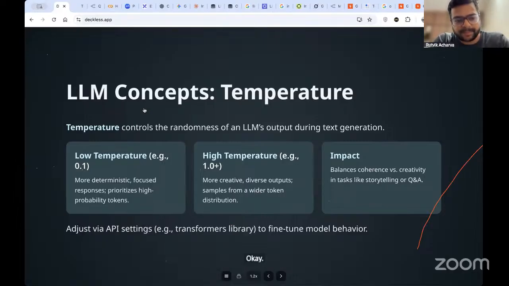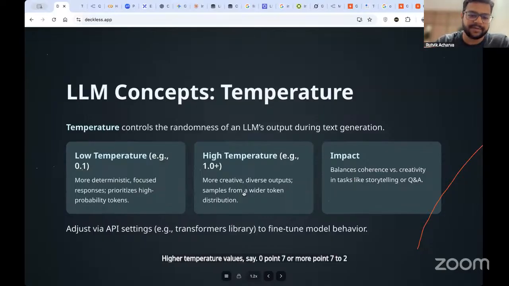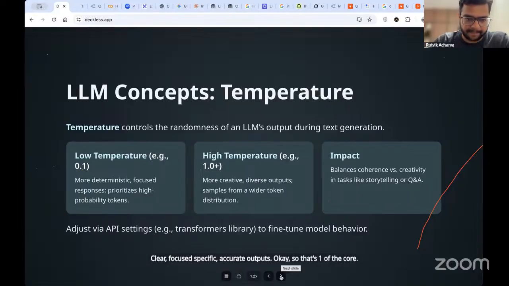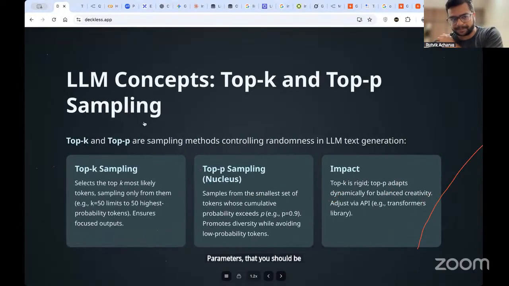Especially when you use this through an API, you have this option. You should definitely use this option. Higher temperature values, say 0.7 or more, 0.7 to 2 as an example, will give you more creative outputs. Lower temperature will give you clear, focused, specific, accurate outputs. So that's one of the core parameters that you should be able to use.